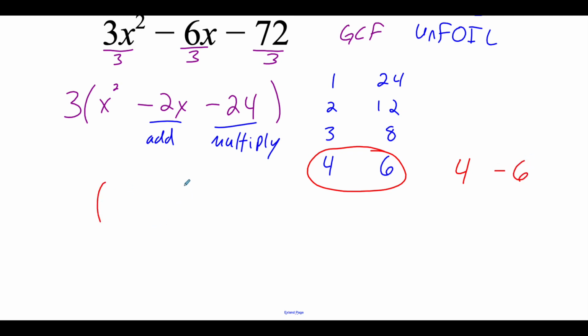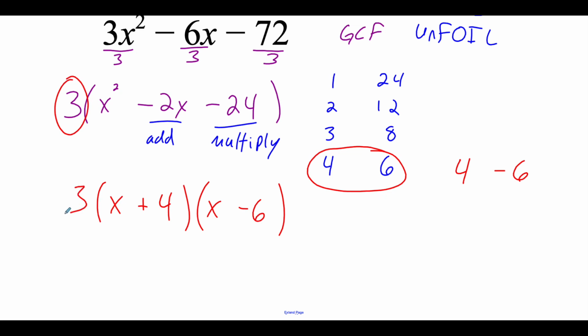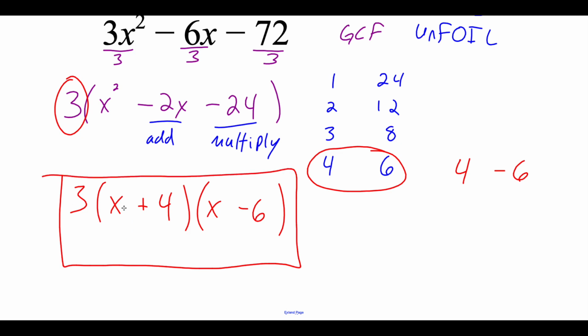So when I set up my binomials, to get x squared, I would need to take x times x. To add to negative 2 and multiply to negative 24, we just said that was going to be positive 4 and negative 6. So plus 4 and minus 6. But again, I can't forget about my GCF that I took out right away. So for our final answer, we've got 3 times x plus 4 times x minus 6.